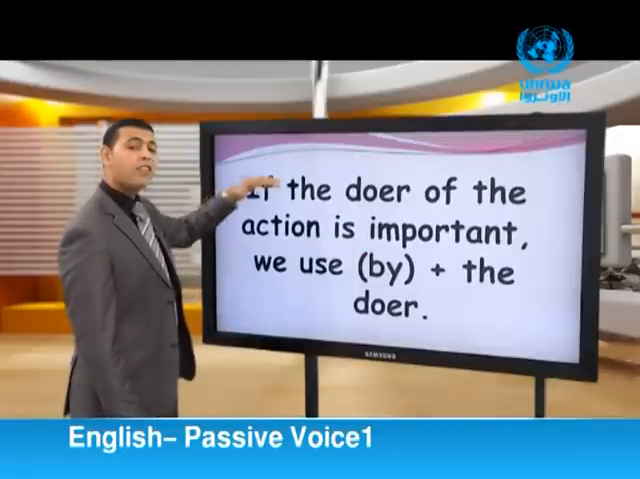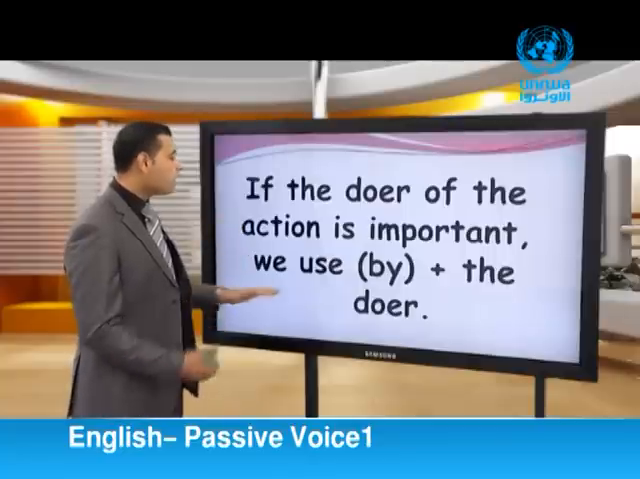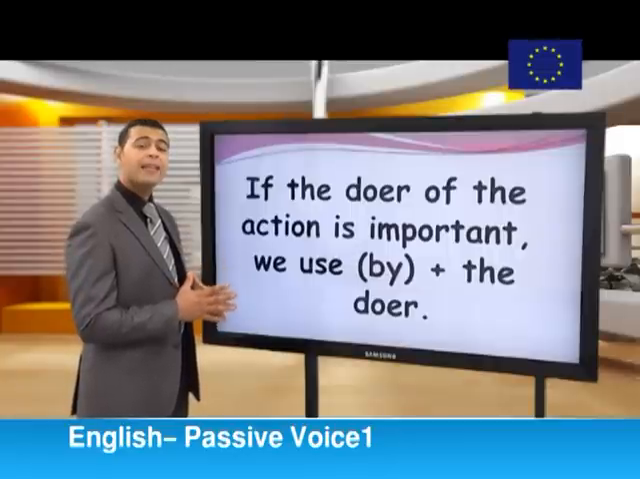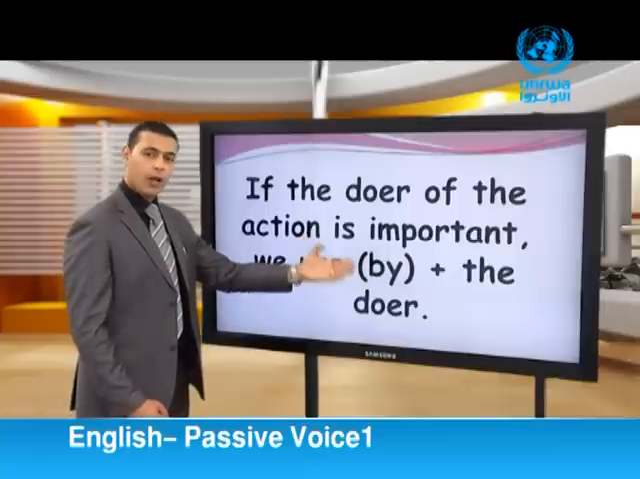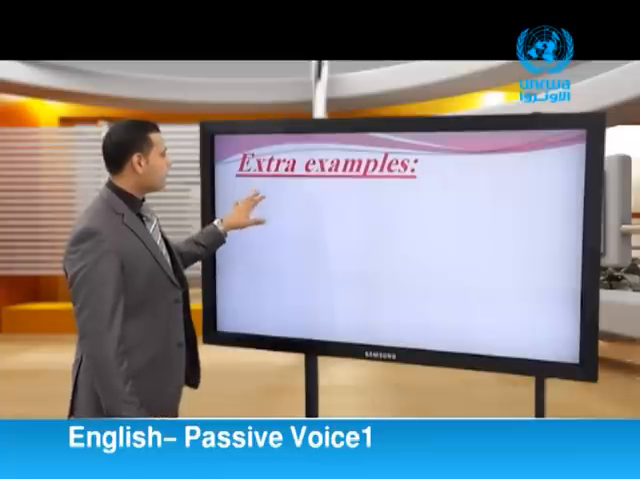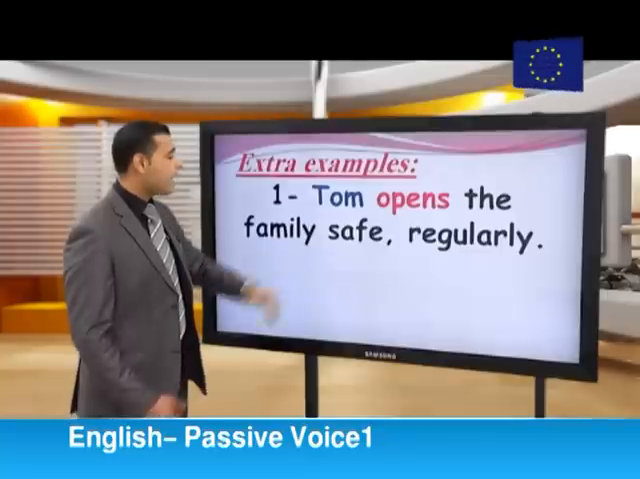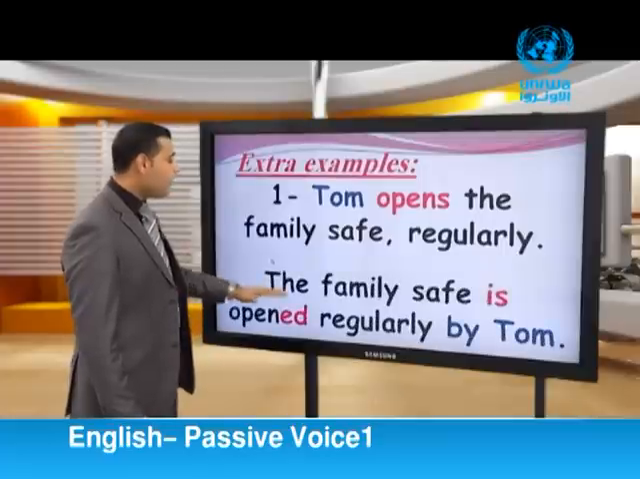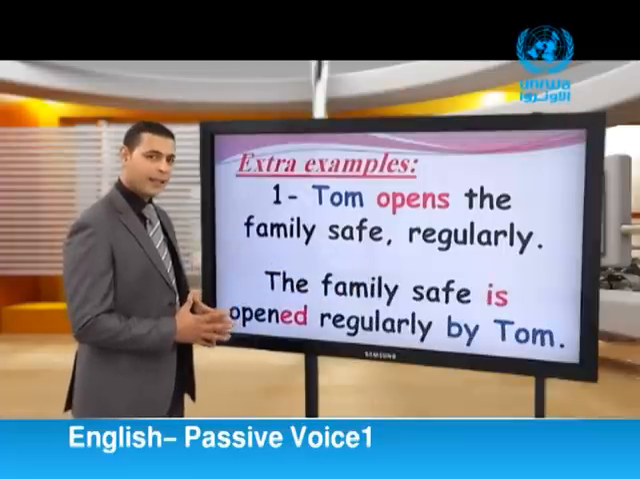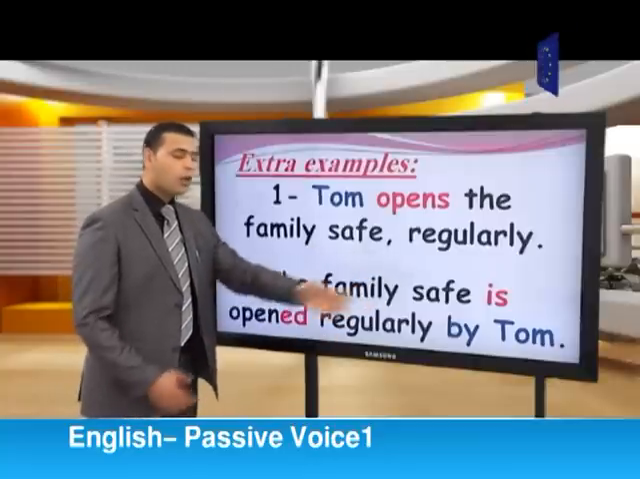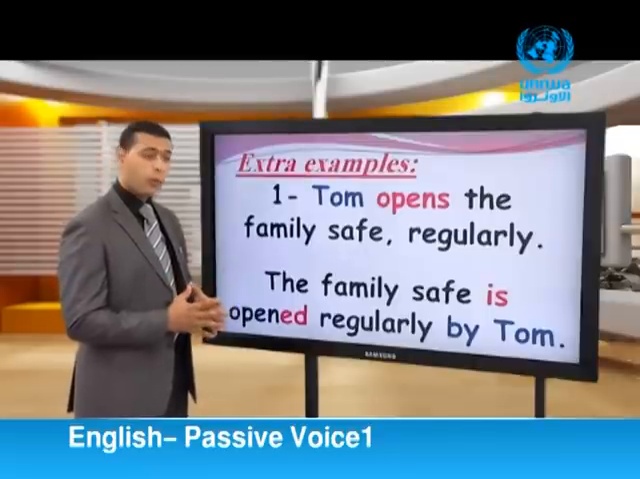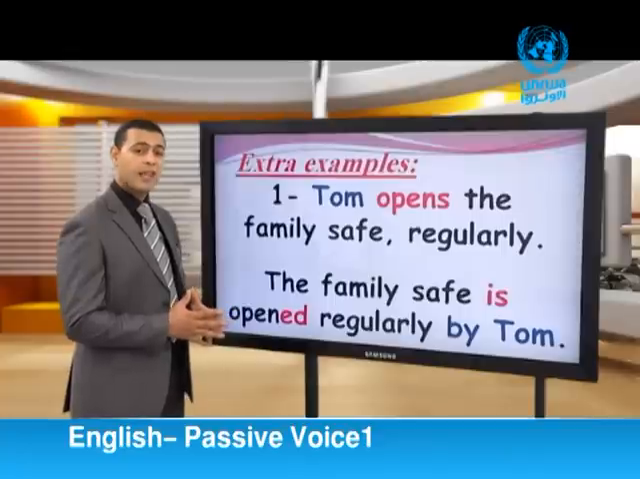In this slide we have: if the doer of the action is important, we use by plus the doer. If the subject of the active sentence is an important person, we use at the end of the passive sentence the preposition by plus the doer. Extra examples. Tom opens the family safe regularly. The family safe is opened regularly by Tom. Because it's important to know who opens the safe, we use by Tom. So it's Tom who opens the safe regularly.